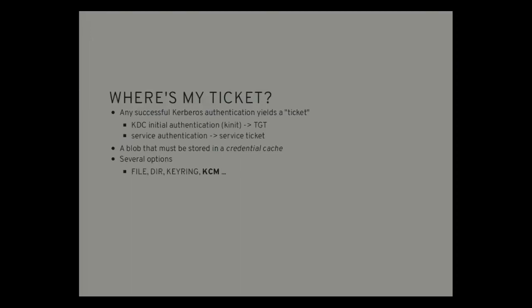There are several options. The easiest one is that you can just write that blob into a file. You can write it into a directory that can subsequently contain multiple credential caches for multiple Kerberos principals. You can put it into the Kerberos keyring, which is the default on Fedora and in RHEL, or you can use KCM. This is what this part of the talk is about.